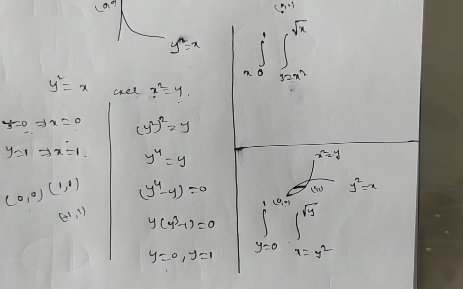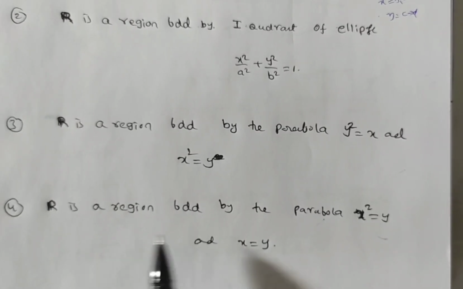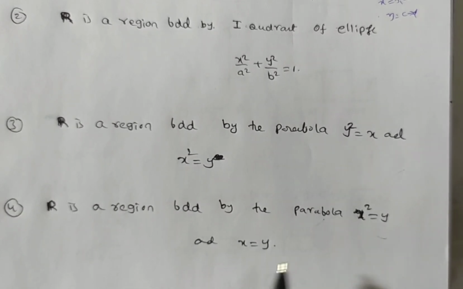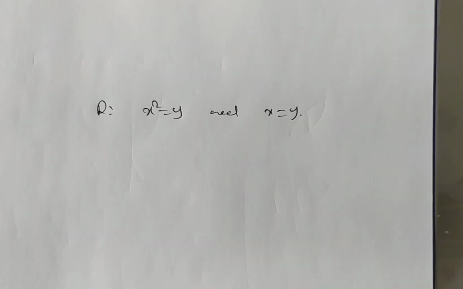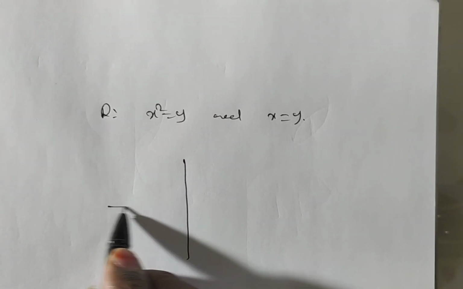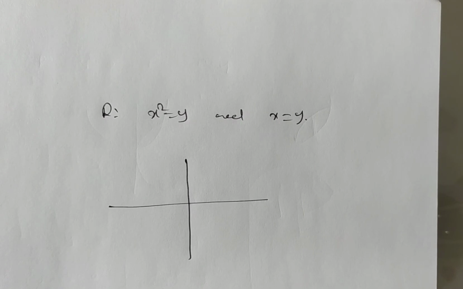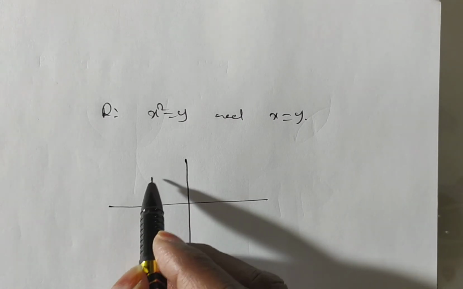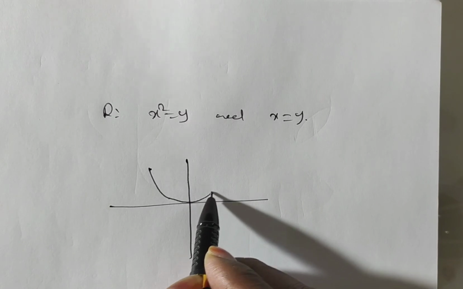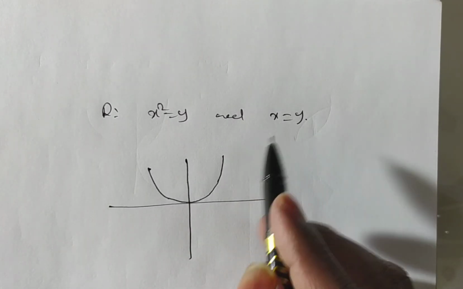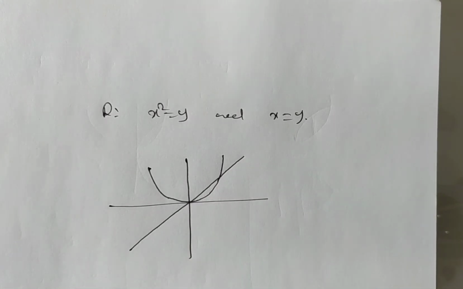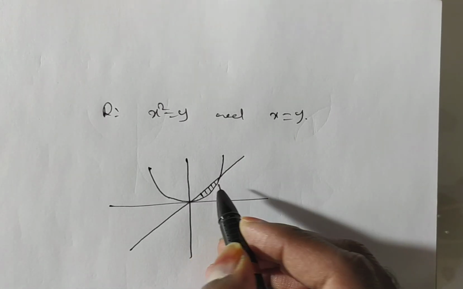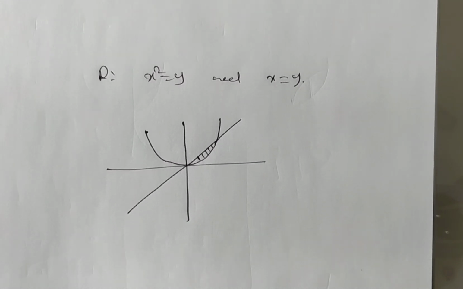Now we will discuss the fourth problem, region and limits for that. R is a region bounded by the parabola x square is equal to y and the straight line x is equal to y. X square, so even powers of x, so symmetrical about the y axis. Next, y is equal to x, or x is equal to y, is a straight line passing through the origin. Now this is our region. So for this region you have to find the limits.